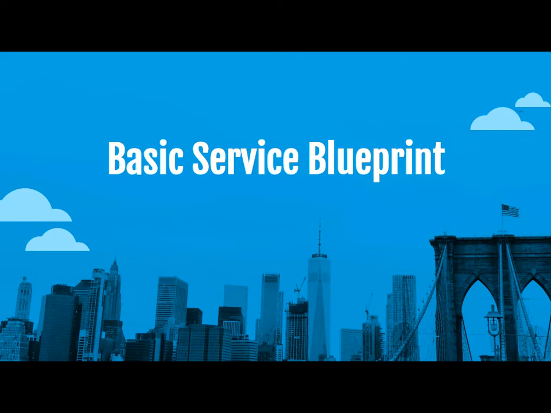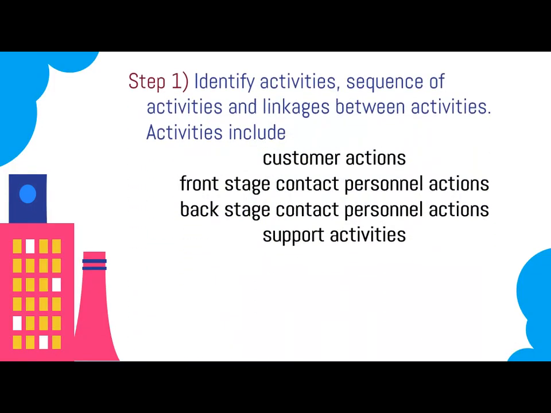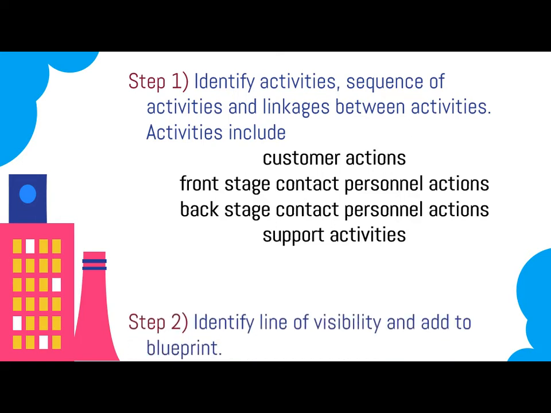The basic service blueprint: the concept. Step 1. Identify activities, sequences of activities, and linkages between the activities. The activities may include: number 1, customer actions; number 2, front stage contact personnel actions; number 3, backstage contact personnel actions; and number 4, backend support activities. So this is step number 1.